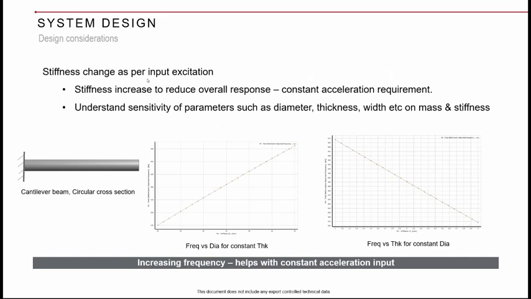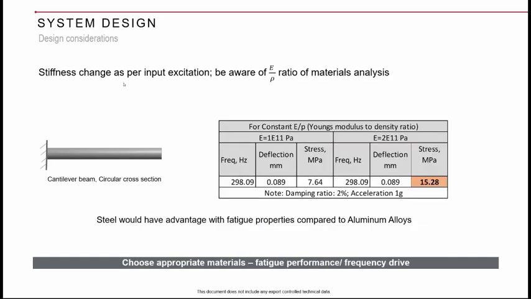Here I think, sorry, there was some mix up. What I was trying to do is change the stiffness as per input excitation, but beware of the E by rho ratio of materials. This is the point which I was trying to emphasize here: Young's modulus to density ratio.